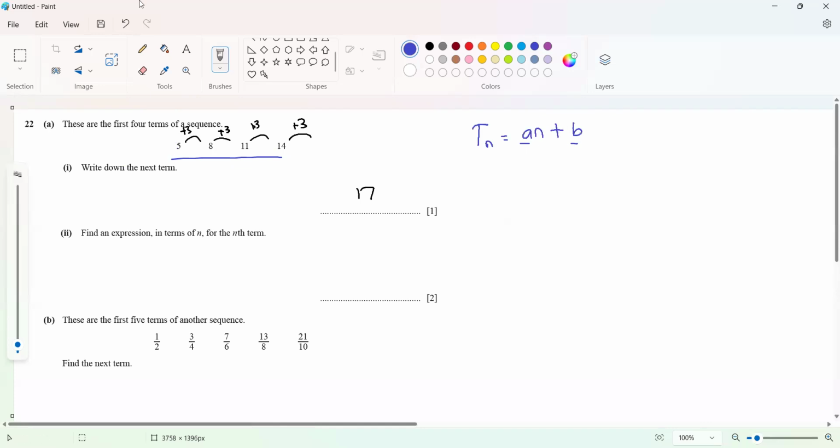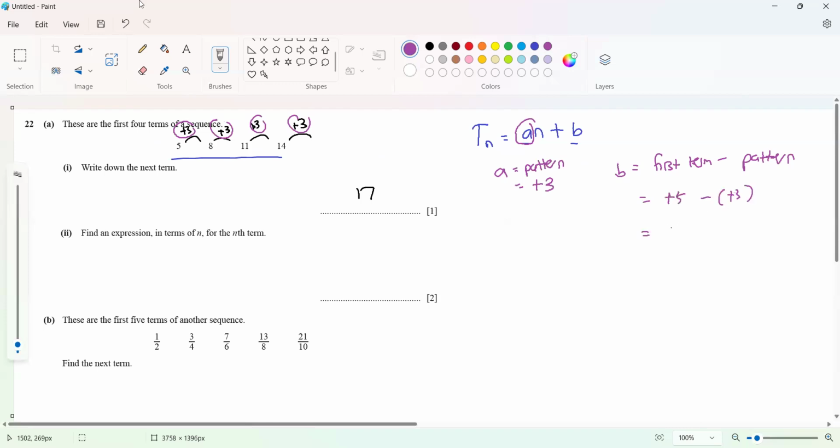So your A and B is calculated in a certain way. So your A is very simply just the pattern. Because we see the pattern is plus 3, right? So straight away, since we know A is the pattern, A is just positive 3. Whereas B is the first term minus the pattern. So in other words, it is positive 5 minus positive 3.